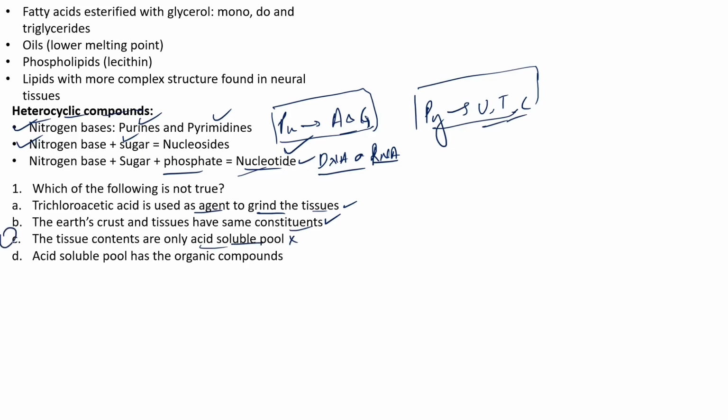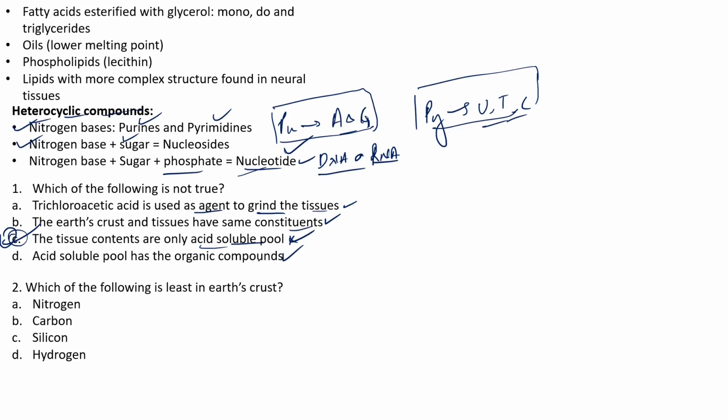So hence C is our right answer, because you find two fractions, the acid soluble pool and also the acid insoluble pool. The acid soluble pool is present in the filtrate, and the remaining solid precipitate in the muslin cloth is the acid insoluble pool, right? You don't find only the acid soluble pool, you find two pools. The last statement obviously needs to be true, that the acid soluble pool has organic compounds. Exactly, it does. So the not true statement is option C.